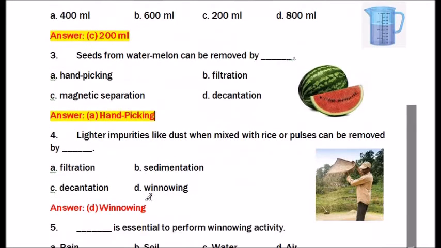Moving to question number 4. Lighter impurities like dust, when mixed with rice or pulses, can be removed by option A, filtration, option B, sedimentation, option C, decantation, option D, winnowing. The answer is option D, winnowing. Lighter impurities like dust, when mixed with rice or pulses, can be removed by winnowing.